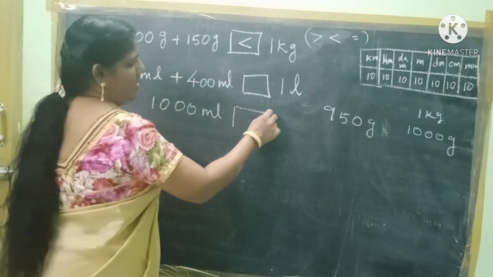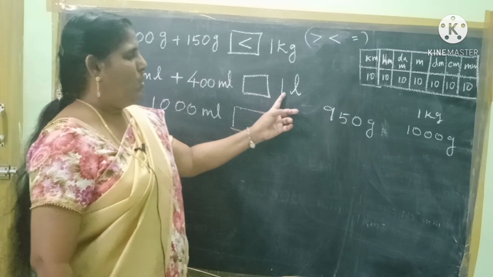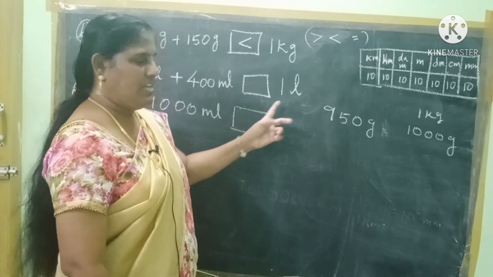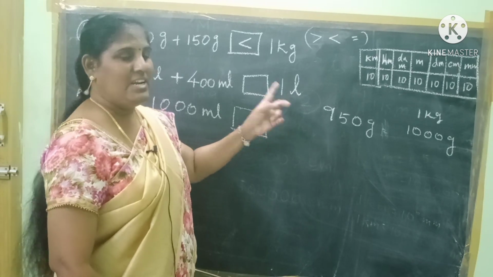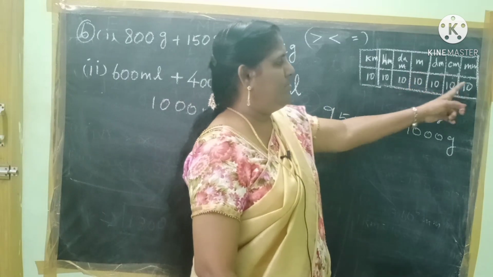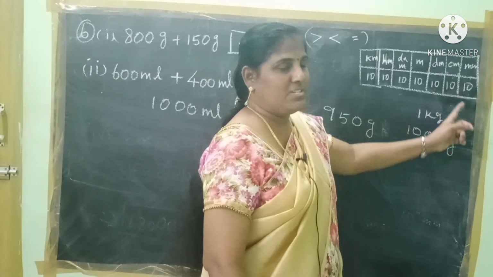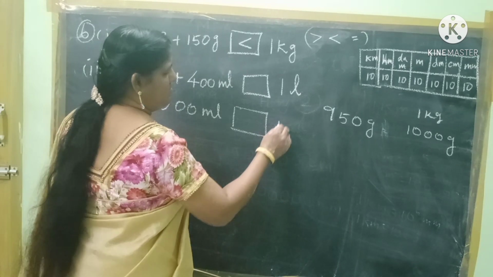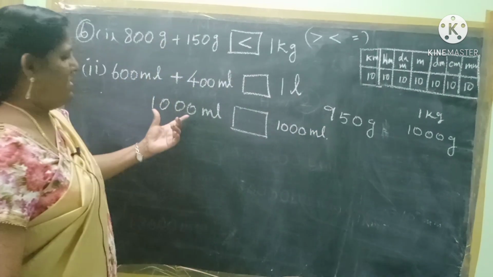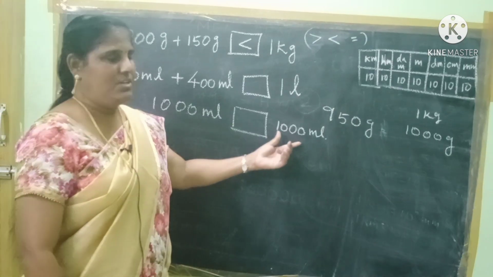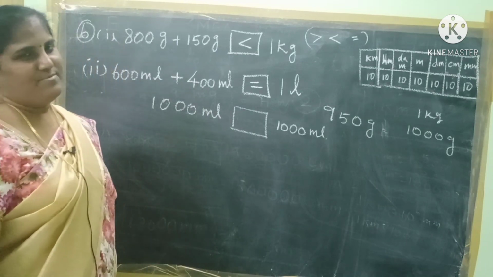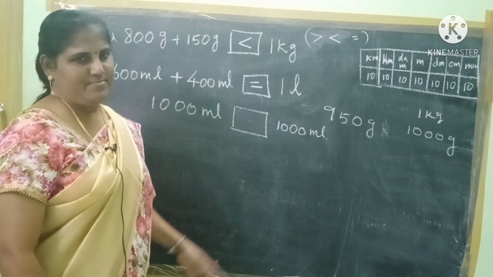ml. So is 1000 ml equal to 1 liter? Here ml, here liter. 1 liter is equal to how many milliliter? 1000 milliliter. So here also 1000 milliliter, and there also 1000 milliliter. So what answer will come? The answers are equal.